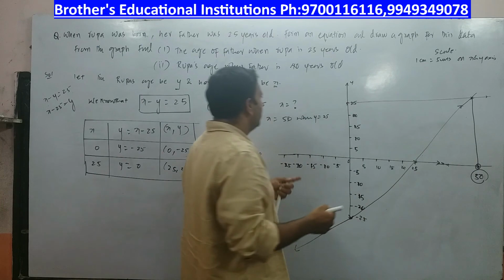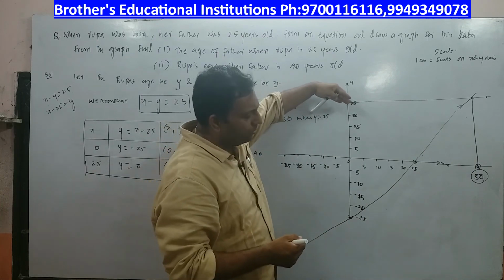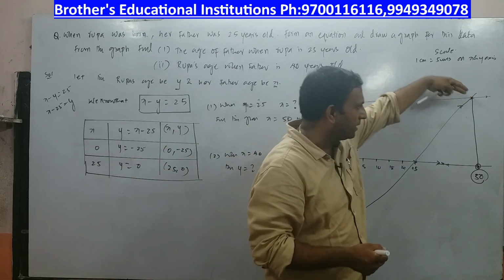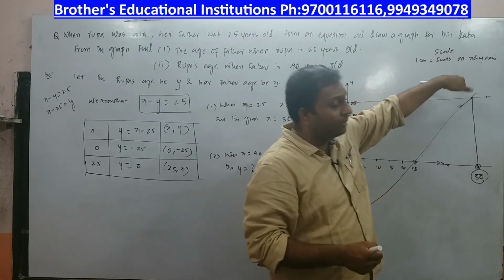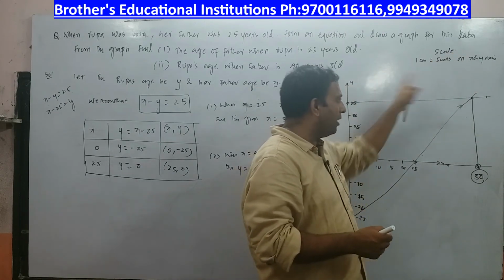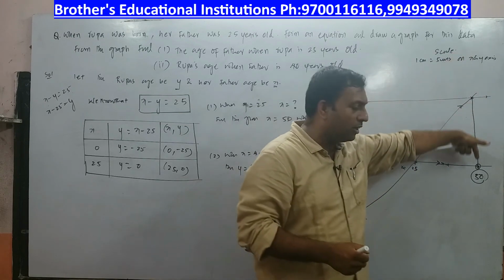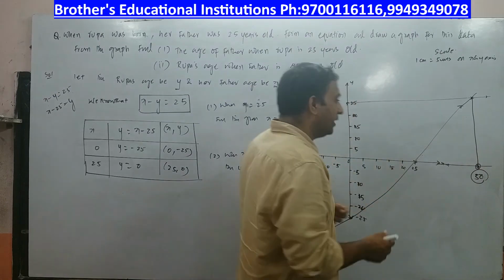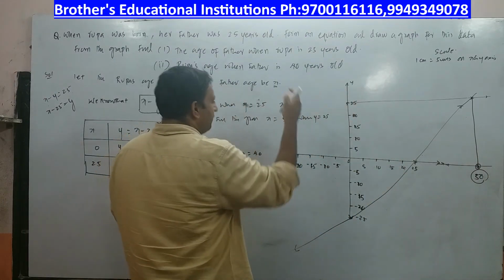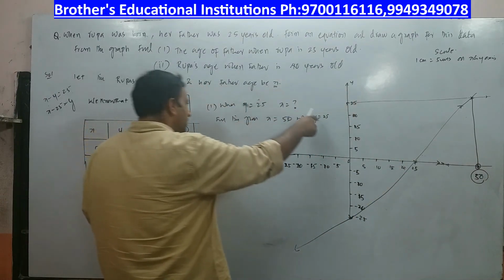And how did you get it? Y is equal to 25 is a line parallel to the x-axis. You will draw a line parallel to the x-axis. And where does it meet this line? Here. Once it meets the line here, this time you have to draw a line perpendicular to it. One is parallel to the x-axis, the next line will be perpendicular to the x-axis, and that is going to intersect the x-axis over here. And that value is 50. So x is equal to 50, which means father's age will be 50 when Rupa's age is 25.